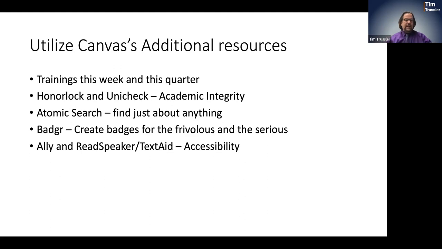Angela gave us an LOL, but she does raise a good point. If you find that your students rebel against HonorLock or say that it's a gross invasion of privacy, or it ends up being more of a headache because you have to review 517 different instances, HonorLock is not mandated. It's something that we offer to you.